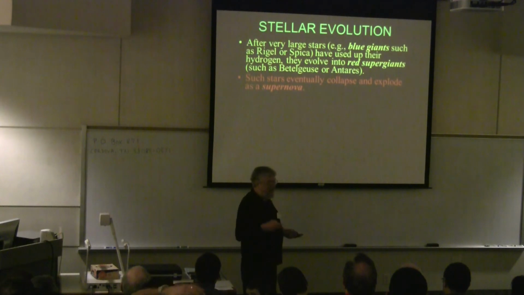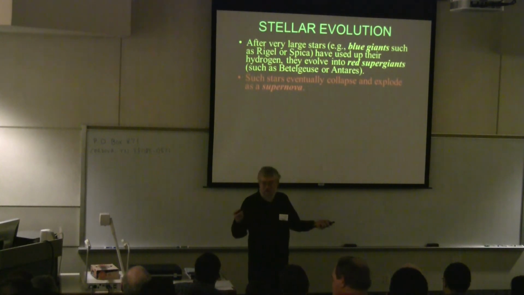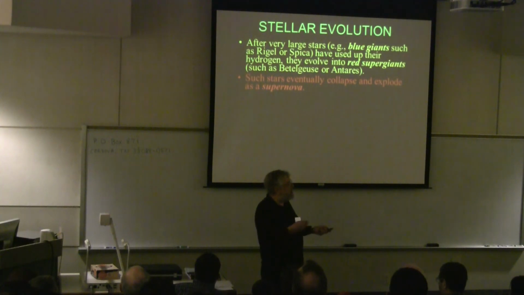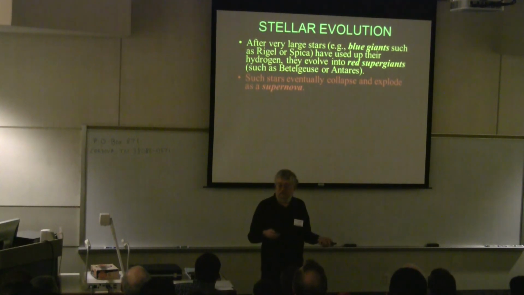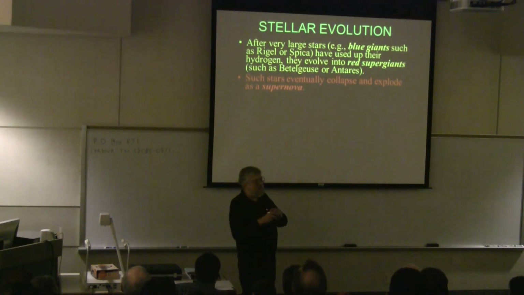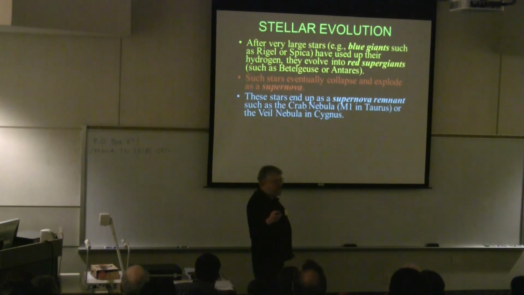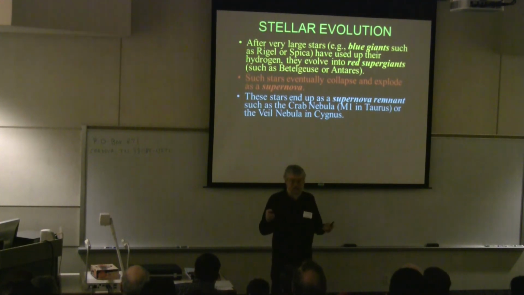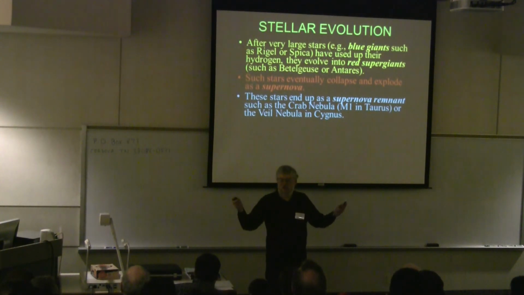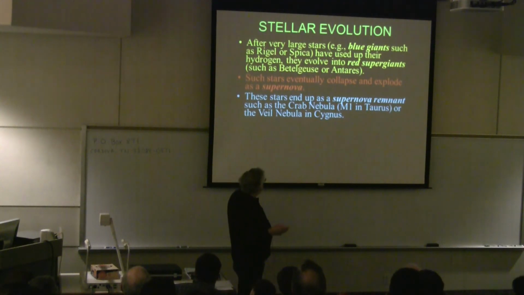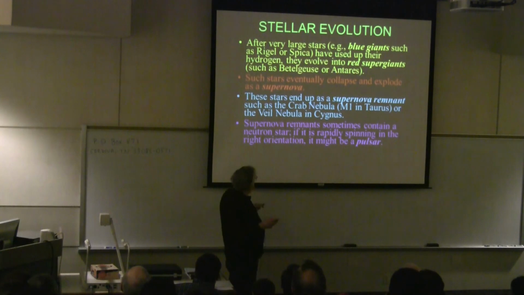Then, after they've used every trick in the book to stay alive, they suddenly collapse. And by suddenly, I mean in less than a day, just a few hours. They collapse and trigger a tremendous explosion known as a supernova. And then later on, you can see the remains, the smithereens of the star that has exploded as a supernova. And there are a couple of these I want to show you some pictures of.